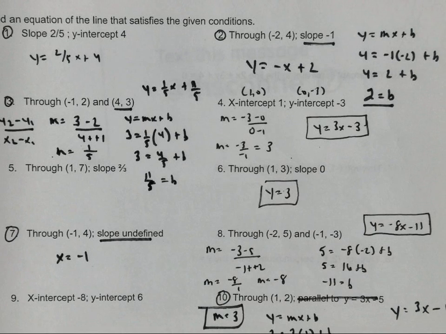Number 6, it says a line going through (1, 3) has a slope of 0. You have to think, okay, slope of 0, is that vertical or horizontal? Horizontal. What type of equation is horizontal? Is it x equals or y equals? Y equals. You cannot forget that, guys.